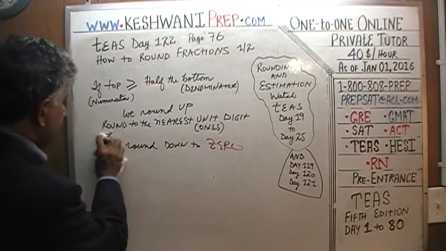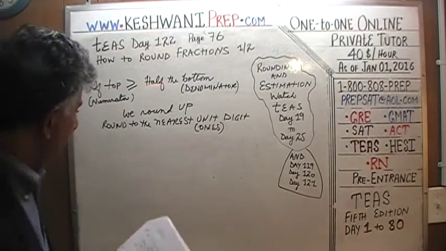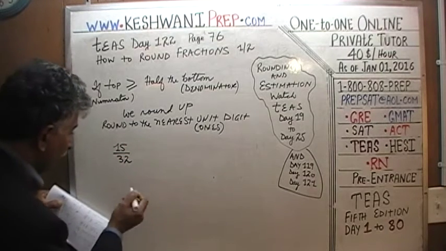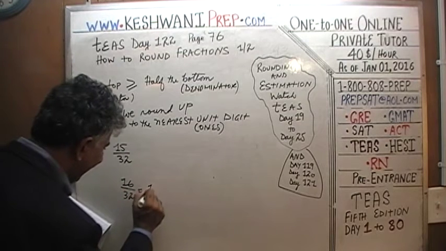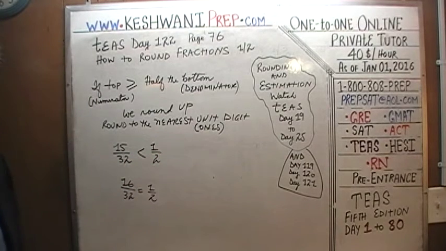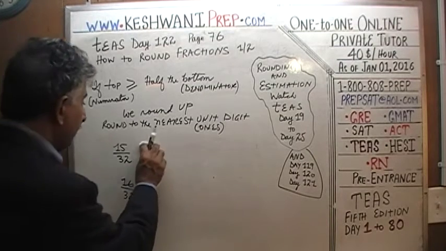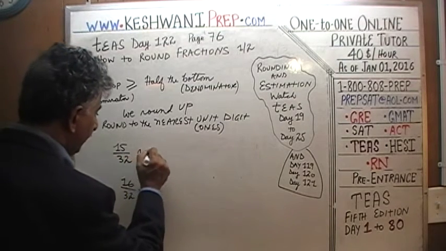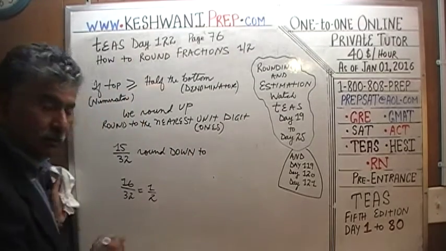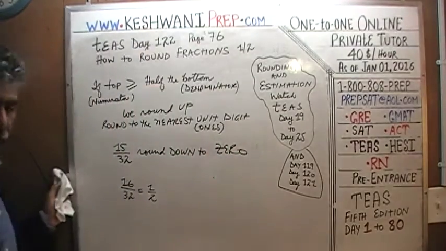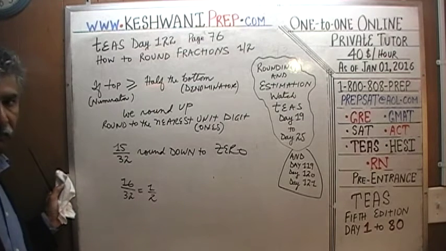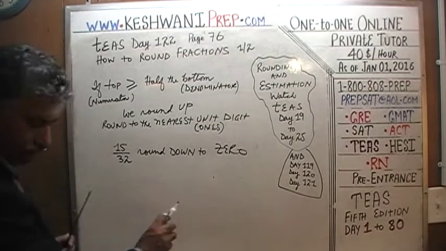How about 15/32? Well, we know 16 over 32 is exactly half, because 16 is half of 32. 15/32 is therefore less than half. Since it's less than half, if we are asked to round it to the nearest unit digit, again, we're going to round it down. 15/32 is rounded down to 0 again. Again, we would have gone from 0/32 to 32 over 32, and 15 would be to the left of the midpoint. The midpoint here is 16. Let's do one more.